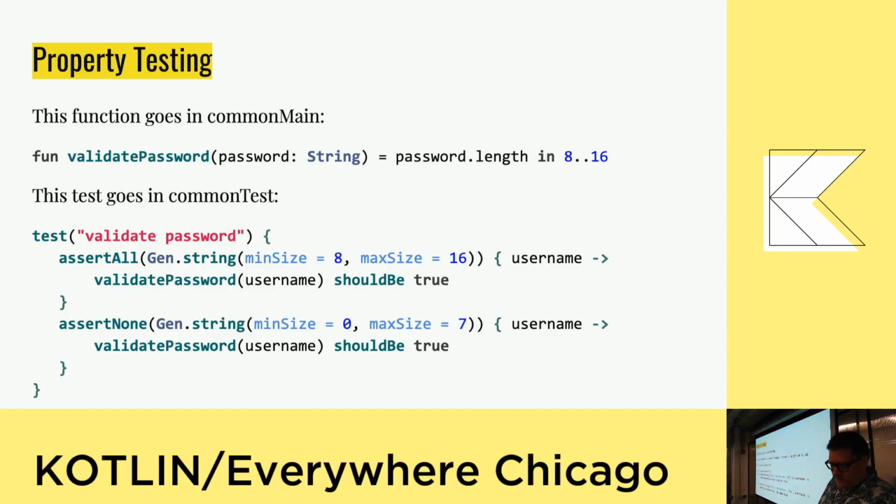Each of those should pass as it fulfills the criteria of 8 to 16. And then the second test does the same thing but should fail because they'll all be between 0 and 7. So although the implementation here is extremely basic, and maybe property testing is overkill for something that checks a length, it does show you that the principle is sound and that it will work on multi-platform.